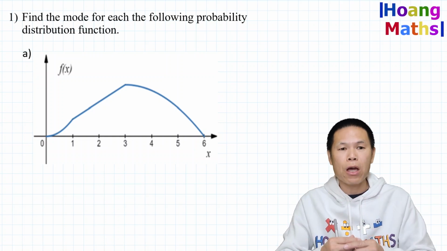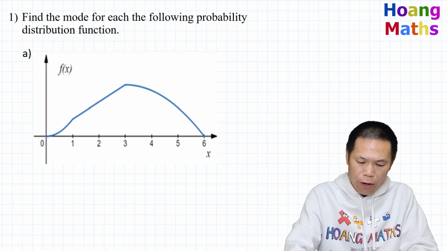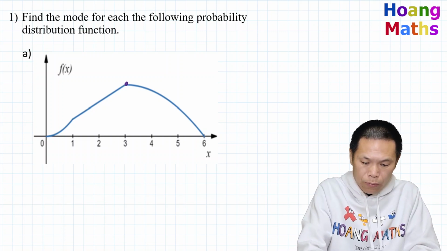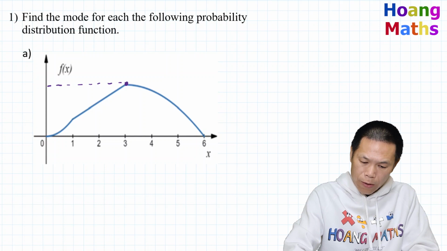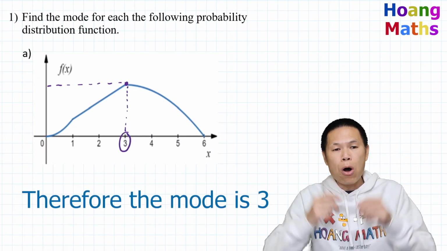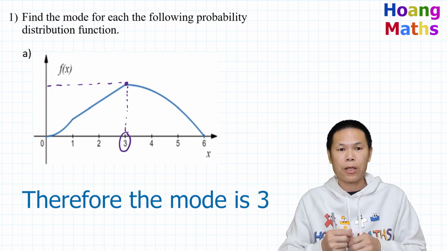For example, if you have a look at this probability density function graph, the maximum value is at this point, so that is this value here. Therefore, the mode for this probability density function graph is 3. Keep that in mind.